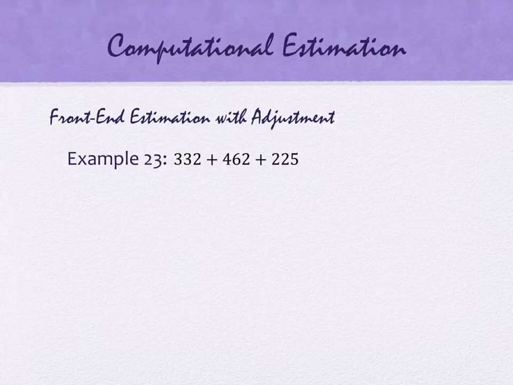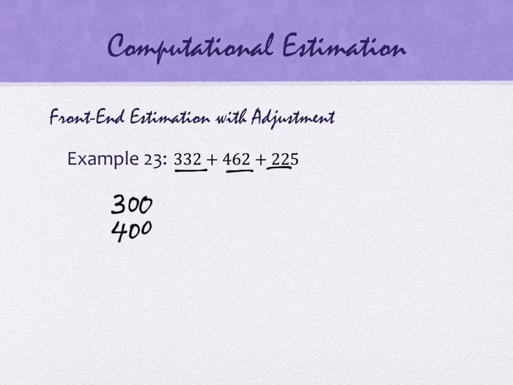And so here's how it works. We have 332, 462, and 225. Front-end estimation simply adds the first digits together and zeros everything out. So 300, 400, 200. Front-end estimation takes the first digit. So 3 plus 4 plus 2 is 9. So I'm starting off with 900. So this is the front-end estimation part.